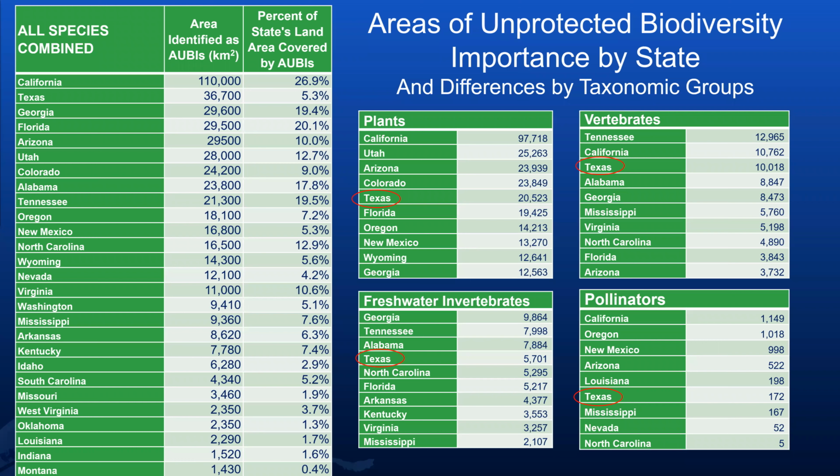We can then analyze ABIs, these areas of unprotected biodiversity, by state and by taxonomic group. We were not surprised in this analysis to see California topping the list, but as one example, we were quite surprised to see that Texas was the only state that ranks in the top 10 states for all 4 taxonomic subsets of vertebrates, freshwater invertebrates, plants, and pollinators. Texas has so much private land that it's relatively poorly sampled, so these results are a bit of a revelation of the conservation need and opportunity there.